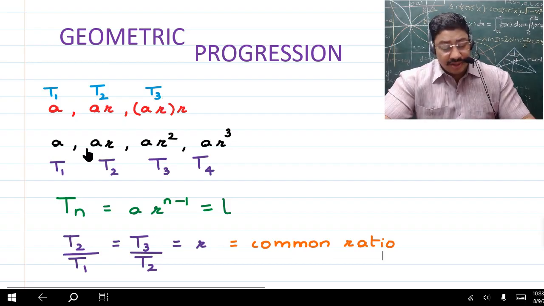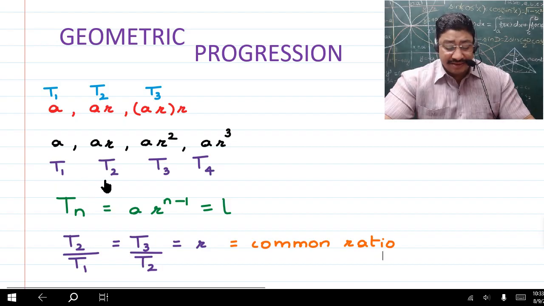Now here we can see a pattern in T1, T2, T3 that we can apply for T4. That is, the first term a is there in all of the terms, and if we talk about the common ratio, then the power of the common ratio is one less than the number of terms.